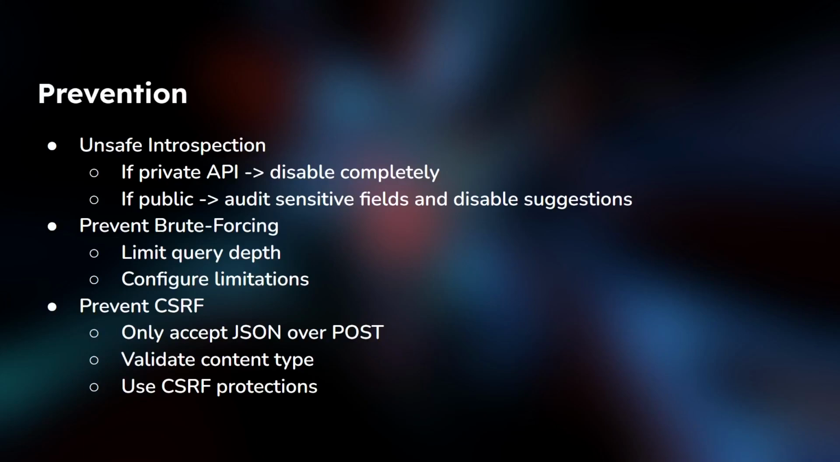Another thing you could do is configure strict limitations on the maximum number of bytes a query could contain, or some kind of cost analysis tools that determine how much computing power the request costs and denying it if it's too much. And then if you want to prevent cross-site request forgery, just make sure that you're only accepting application JSON as the content type over POST, and make sure you're validating that content type. And then use typical CSRF protections like a nice secure CSRF token.